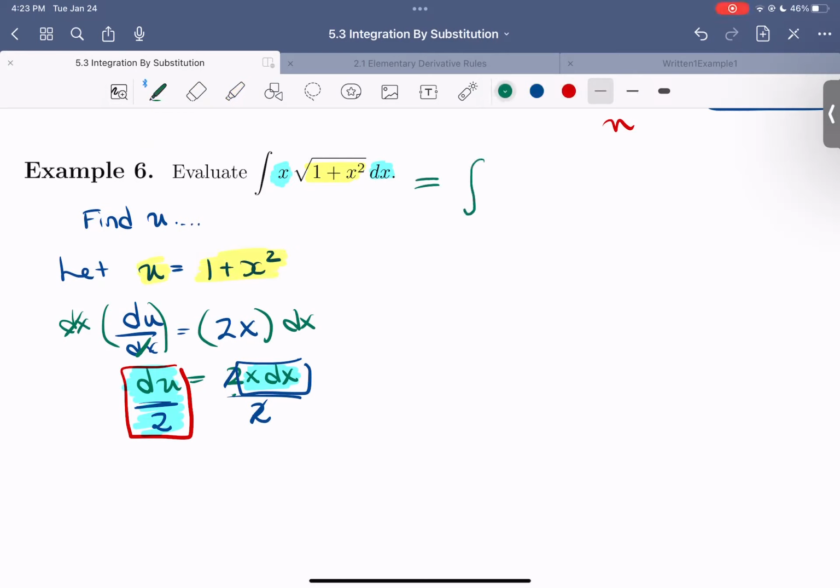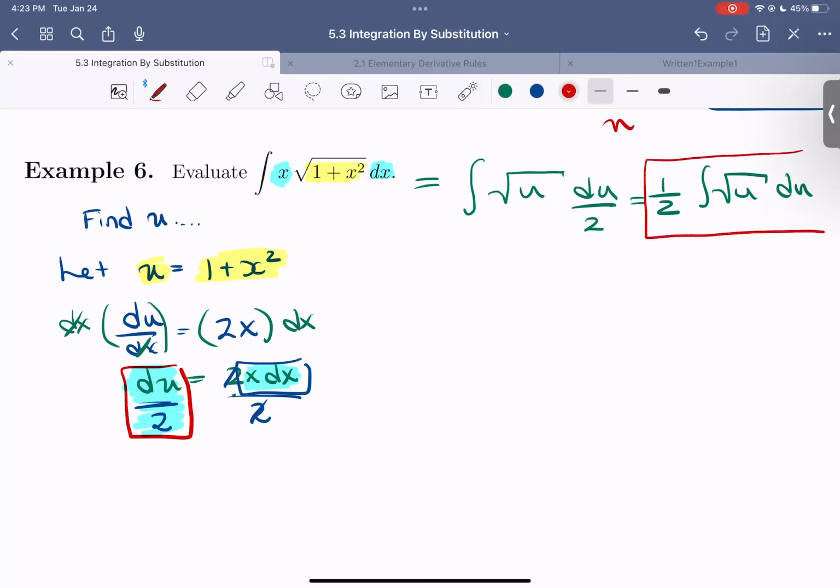So this integral will then be equal to the square root of u times du over 2. Now that du over 2 is equivalent to just multiplying the entire integral by 1/2. We're just multiplying here. Du divided by 2 is the same thing as du times 1/2, which is the same thing as multiplying this integrand by 1/2. So that's equal to 1/2 the integral of square root of u du. So have we simplified our integral? Yes, we have. Now we just have an integral of u to the 1/2, or square root of u.